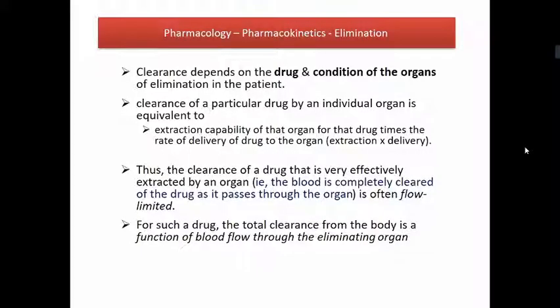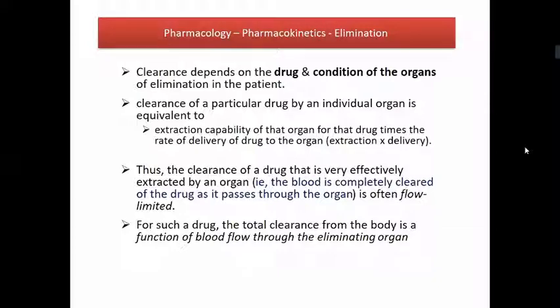Okay? So, clearance depends on the drug and the condition of the organ's elimination in the patient. This is very important. Like, for example, I am dealing here with a diabetic patient who already has nephropathy, with CRF secondary to diabetic kidney disease. So, what will happen? And the drug that I'm giving to the patient is eliminated primarily through the kidneys. So, what will happen? The kidneys already have a problem. Then, the drug I am giving passes through the kidney. So, what will happen to clearance? There is the possibility that the patient will retain the drugs. Right? Because the organ is diseased.